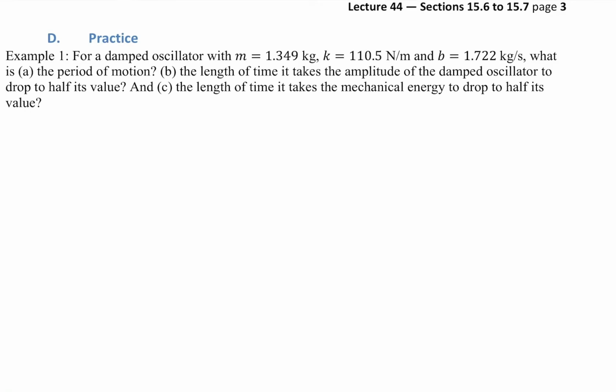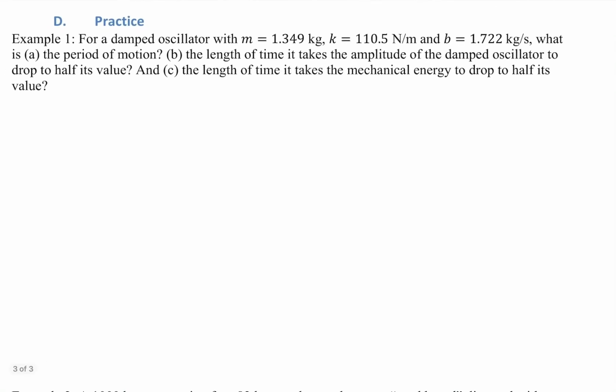So for practice, example 1. For a damped oscillator with a mass of 1.349 kilograms, a spring constant of 110.5 newtons per meter, and a drag coefficient of 1.722 kilograms per second, what is the period of motion, the length of time it takes the amplitude of the damped oscillation to drop to half its original value, and the length of time it takes the mechanical energy to drop to half of its value? All right, so let's go ahead and work this out.